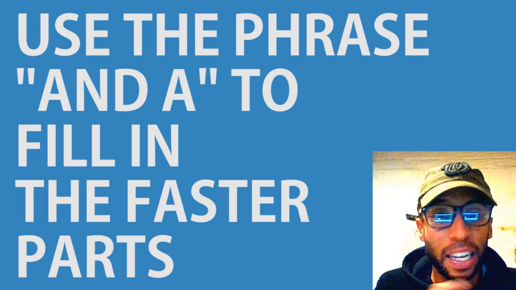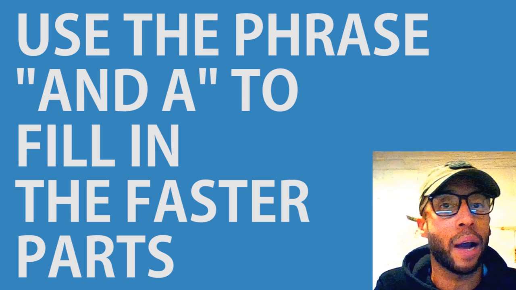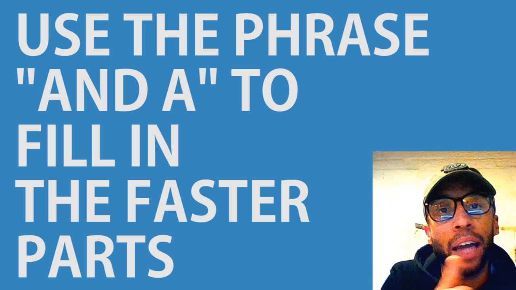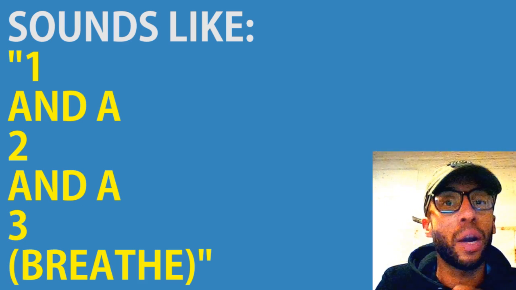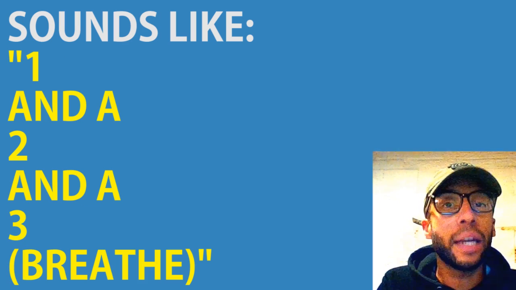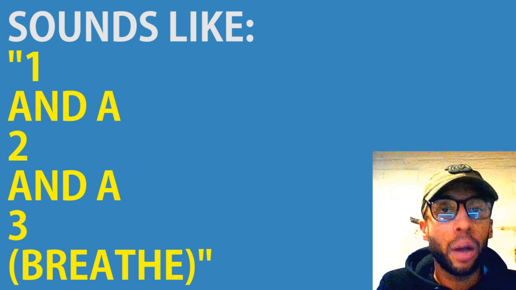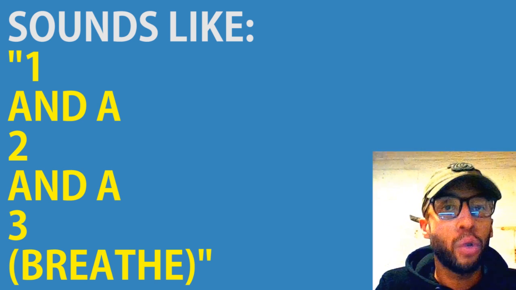Furthermore, to fill in the gaps when the flow gets a little bit more complex, we're just going to have an "and a" to go through the numbers. So it'll sound like 1 and a 2 and a 3, 1 and a 2 and a 3.